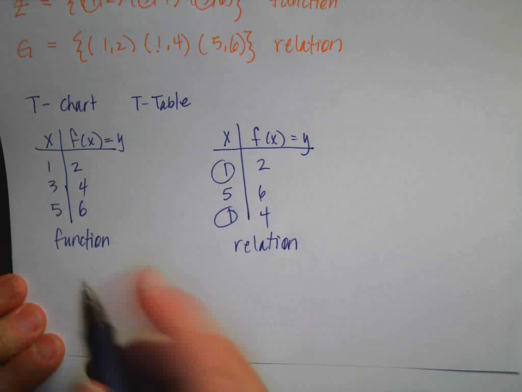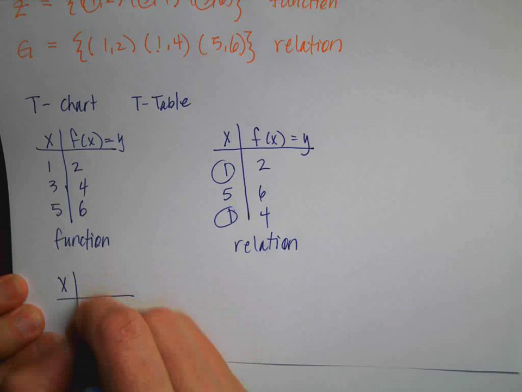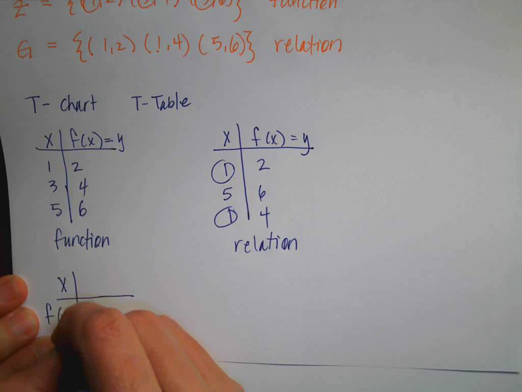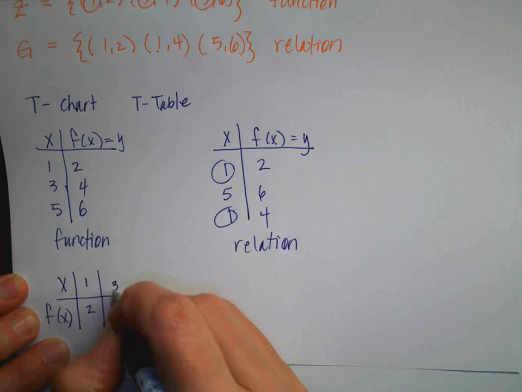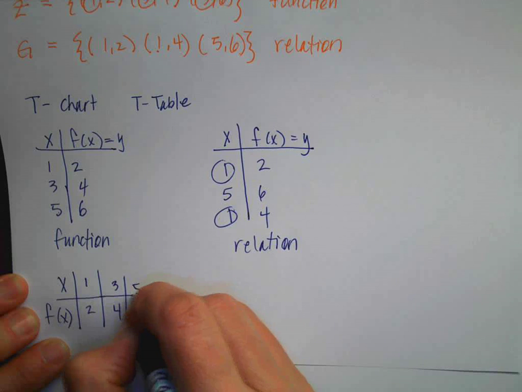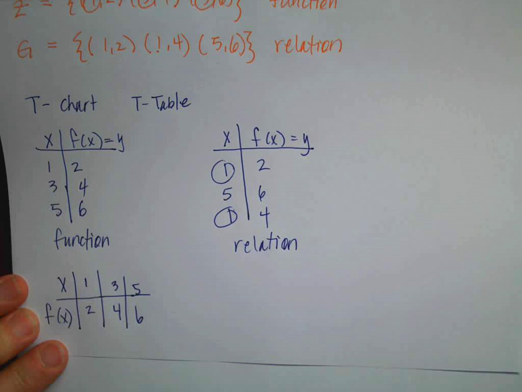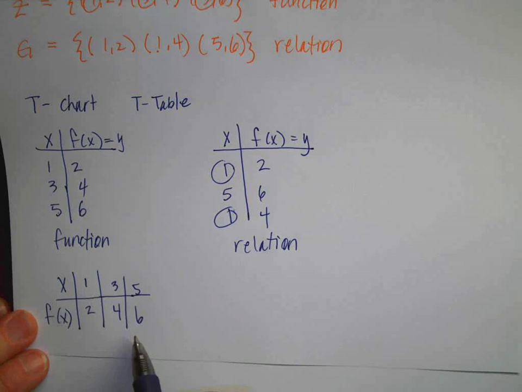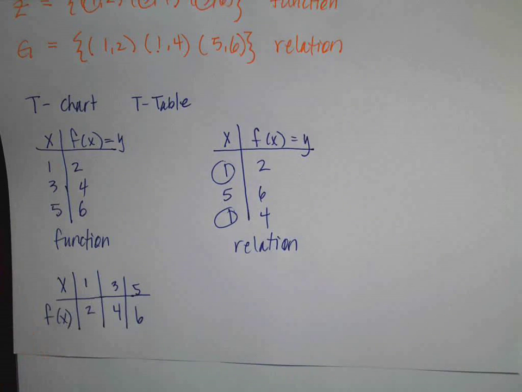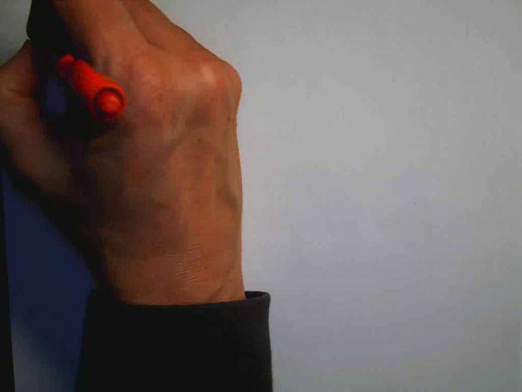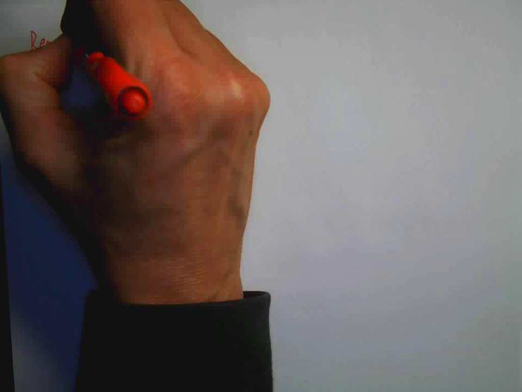Sometimes you'll see tables reported sideways. I tend to write mine sideways because it takes up less room on my paper. So I would do 1, 2, 3, 4, 5, and 6. It doesn't matter which way they are turned. I typically do this just because it takes up less space on my paper, but either way is fine. Okay? A function can also be represented as a graph.